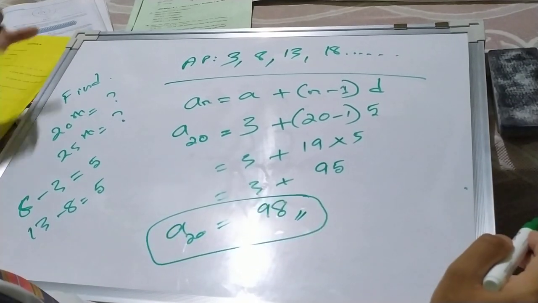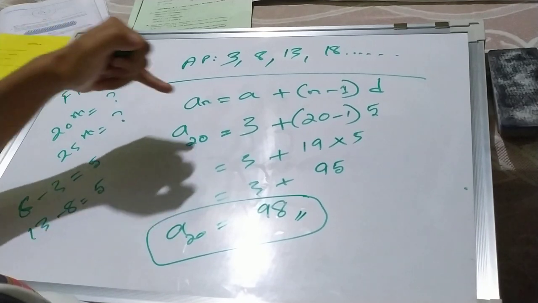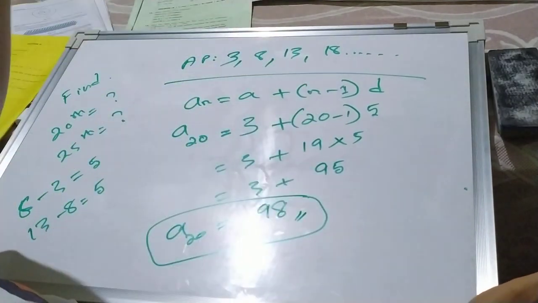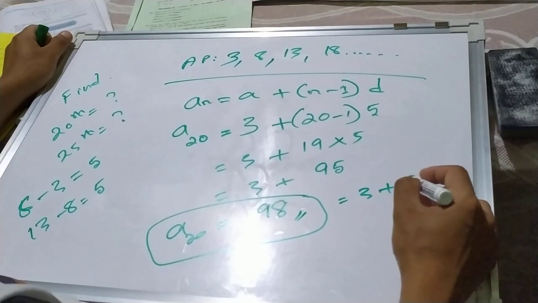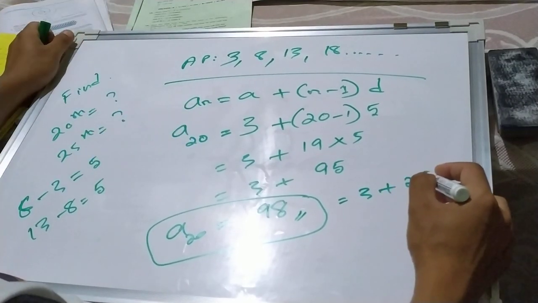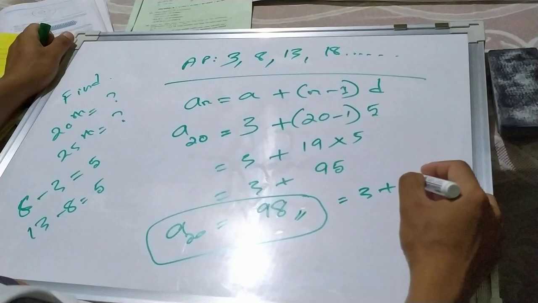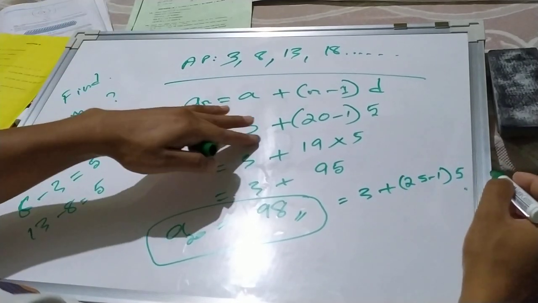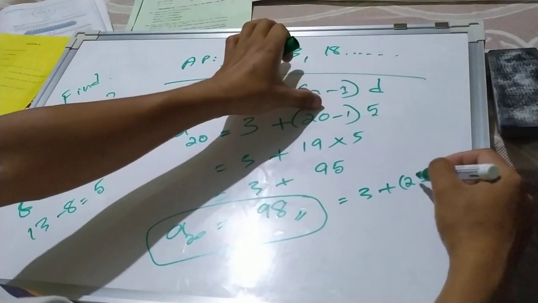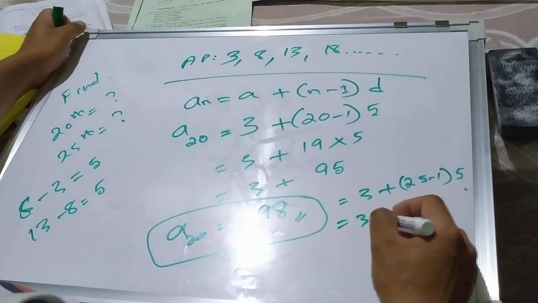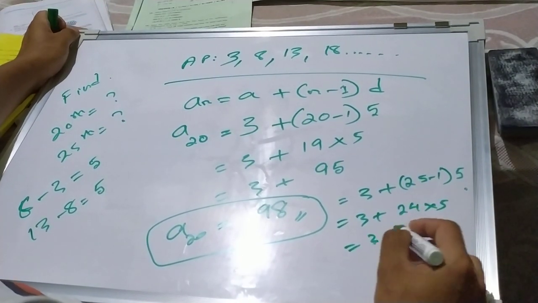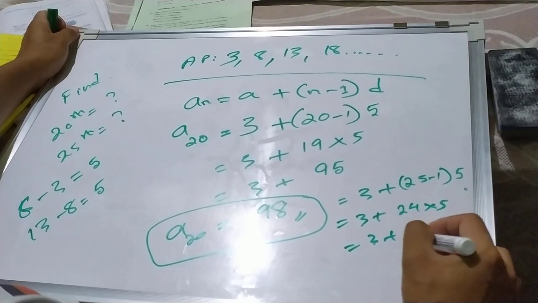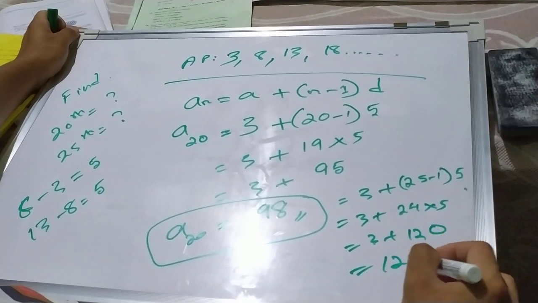The answer is 98. Now the 25th term: in place of n, you will place 25. So it will be 3 plus (25 minus 1) into 5, which is 3 plus 24 into 5, that is 3 plus 120, which is 123. So the answer is 123.